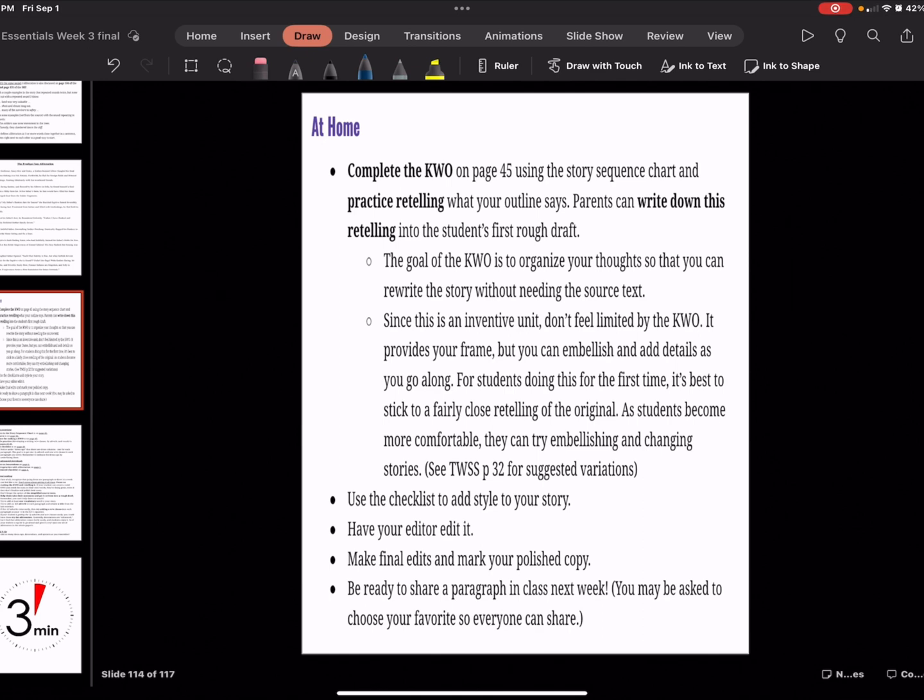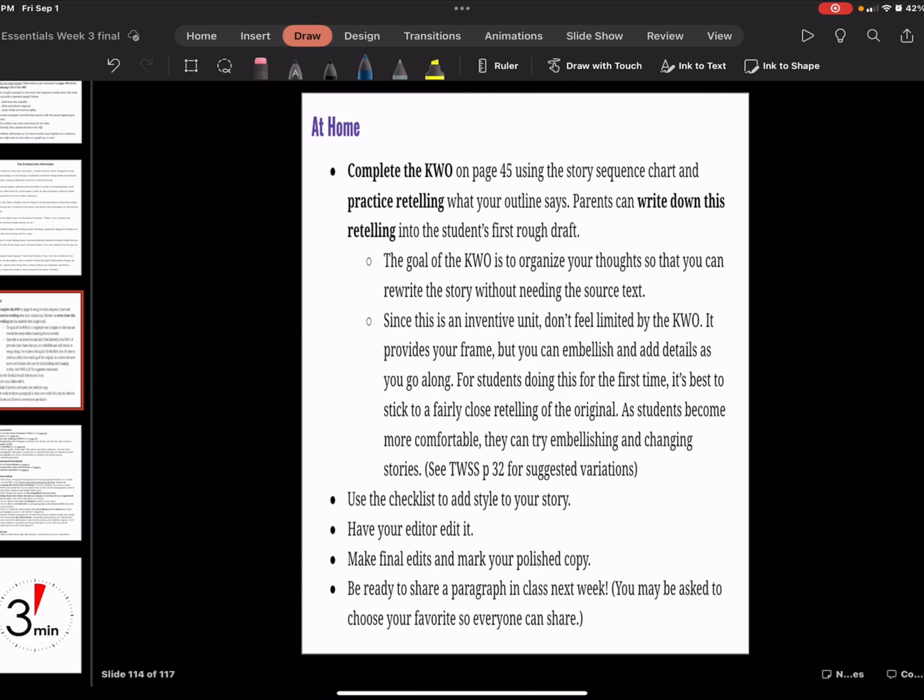Use the checklist to add style to your story. Have your editor edit it. Make final edits and mark your published copy. And does it say, yes, and we want to make sure we have it in the correct format, which everybody's got that. Be ready to share your paragraph in class this upcoming week. You may be asked to choose your favorite so everyone can share.